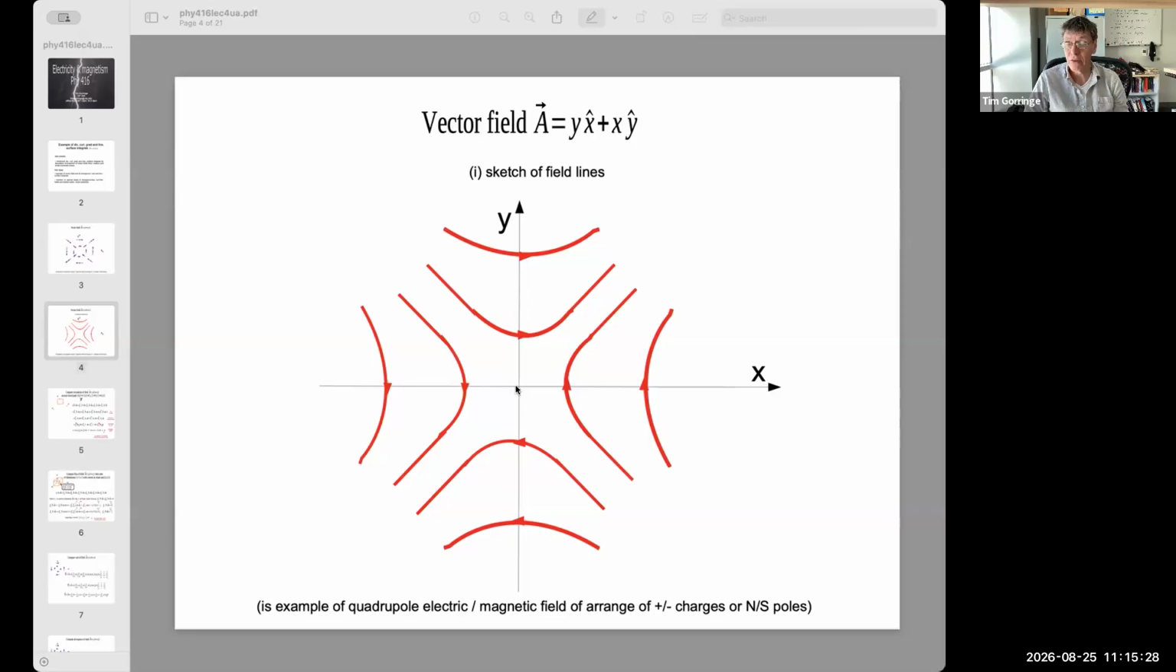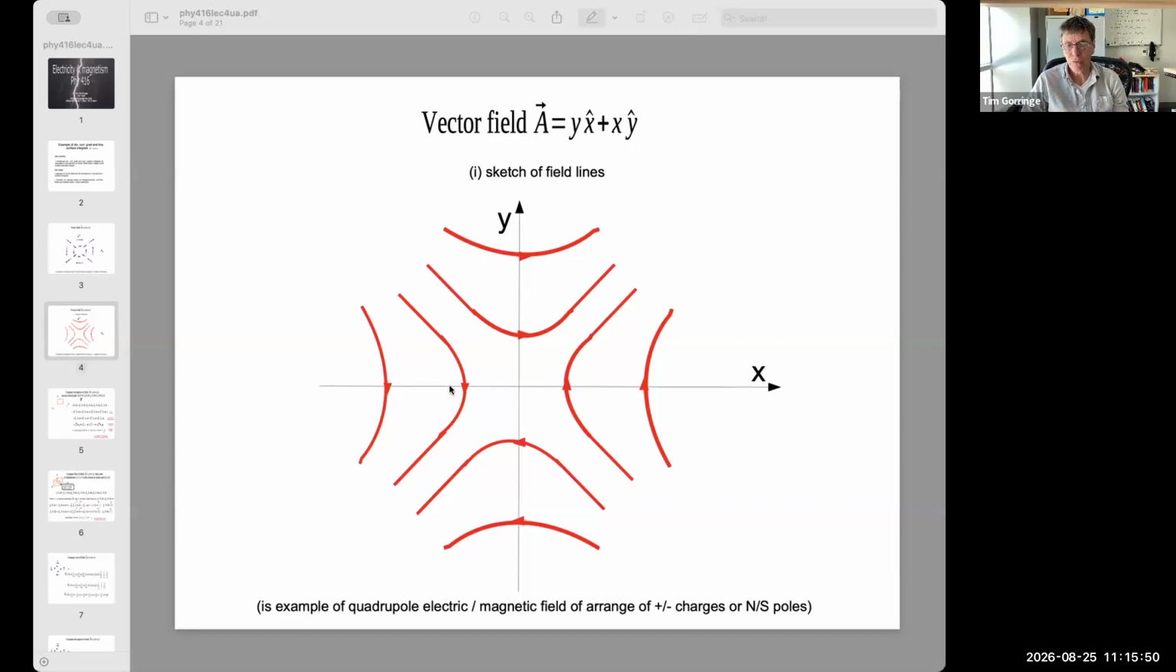At the very center here, the field is 0. X is 0, Y is 0. There is no field at the center. The field grows as you walk away from the center, as you walk along the axes. If you walk along the y-axis, the field grows in the x direction. If you walk along the x-axis, the field grows in the y direction.